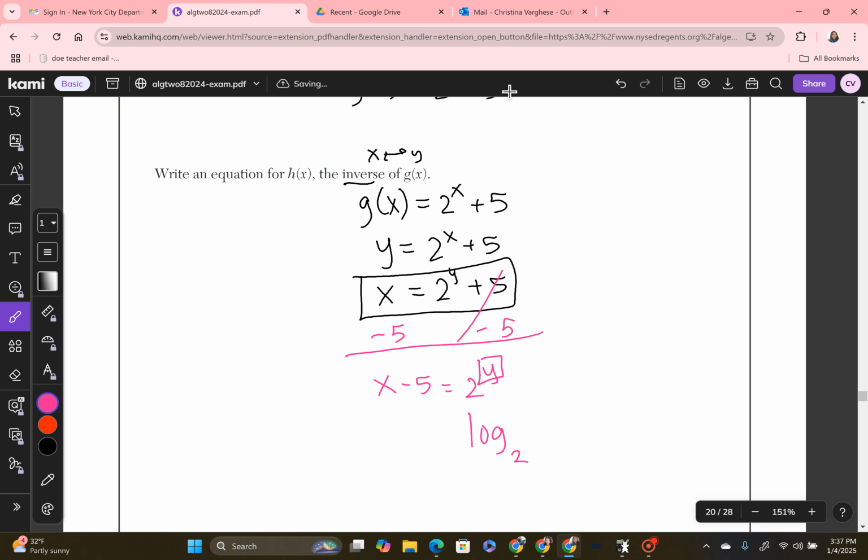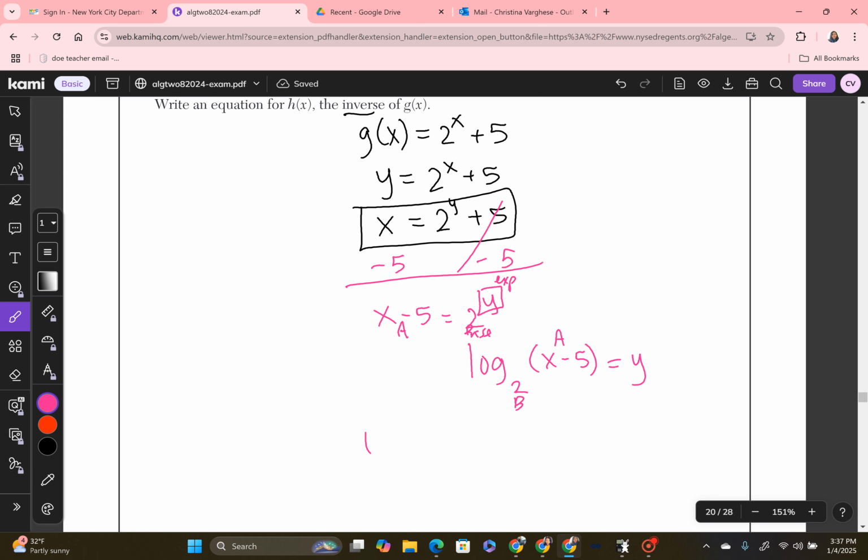The answer is x minus 5. So I'm going to write x minus 5 here, right? Here's our answer. Here's our exponent. Remember, we're going to base it, base. So this is base. This is the answer. And the answer to a log is the exponent. So the exponent is y. So now we have y equals log base 2 of x minus 5.